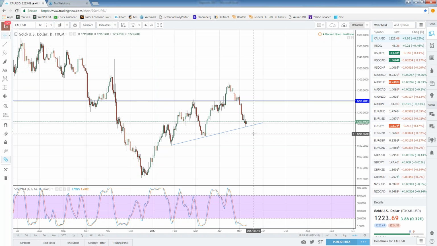Again, support and resistance levels will eventually be broken. There's no rule to how many times they will be respected. They could be respected 2 times, they could be respected a dozen times, but it's about trying to take advantage of them and knowing how to use them.